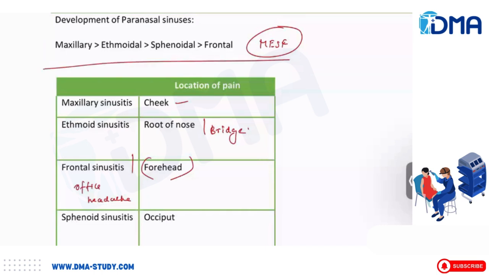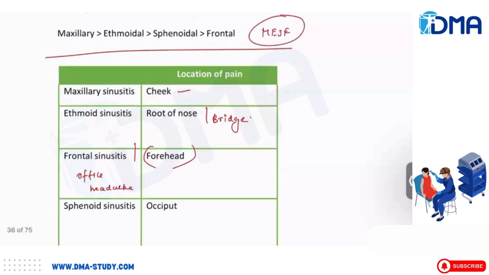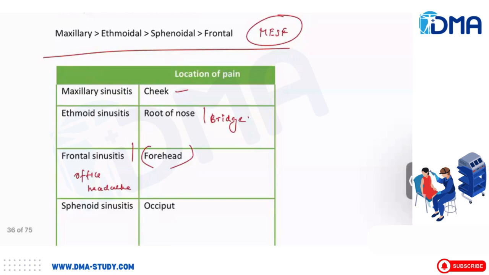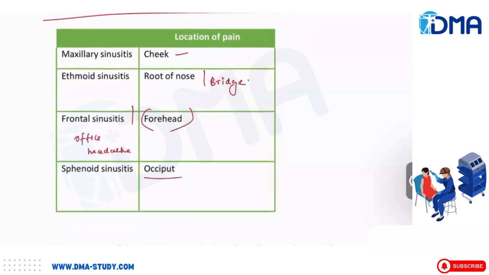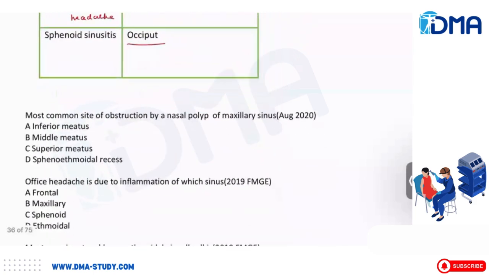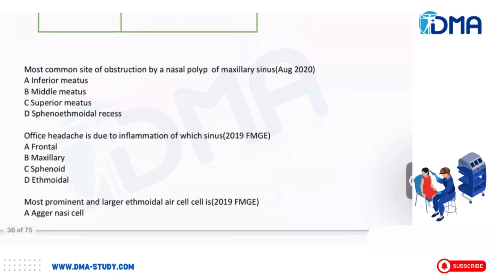What is the order of development of paranasal sinuses? And then based on location of the pain, how are we going to differentiate various sinusitis? Sphenosinusitis over the occipital. Okay. A lot of potential MCQs are asked from this chapter. Commonest site of obstruction by a nasal polyp of a maxillary sinus. Which could be the commonest site of obstruction? Answer please.